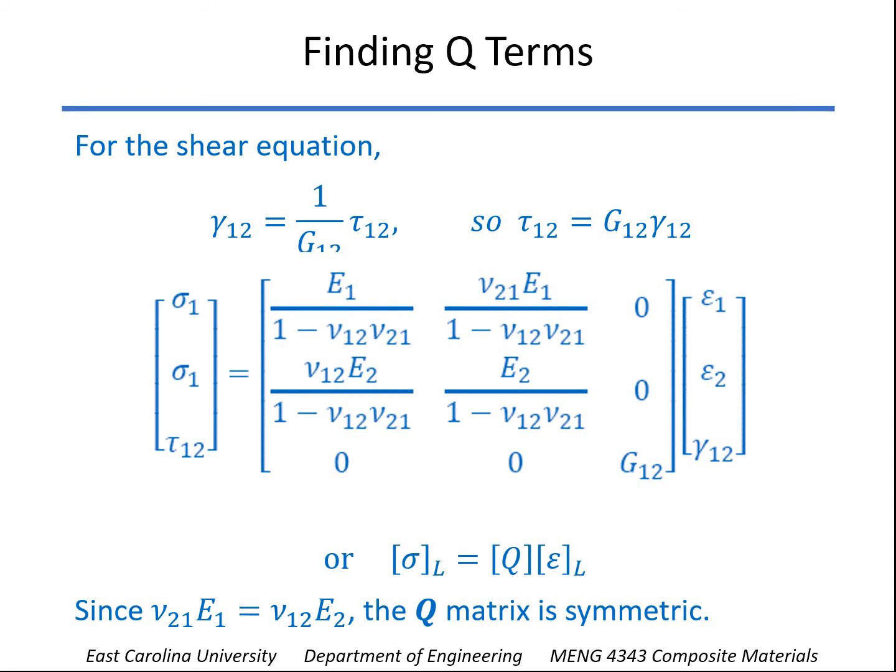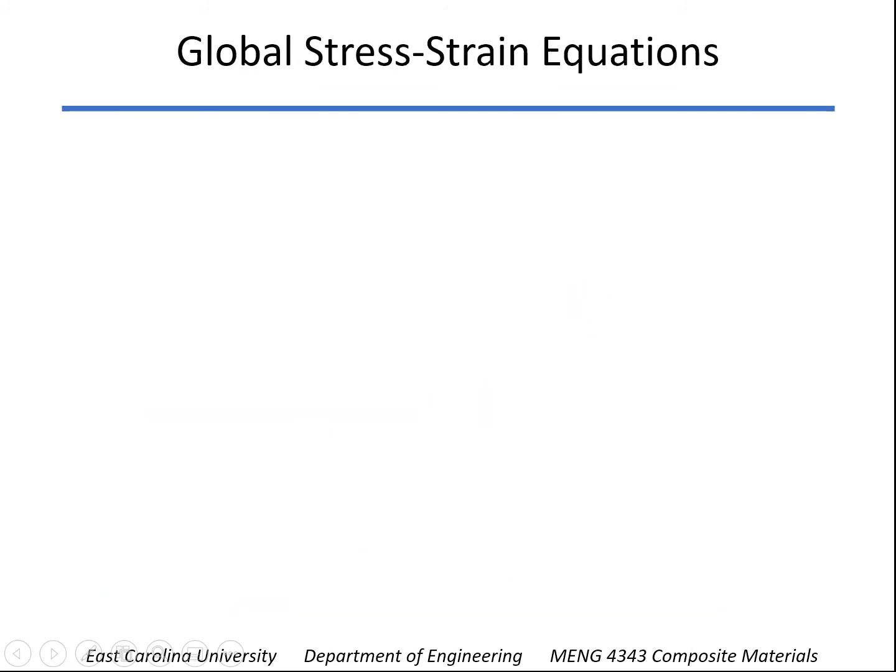And remember this too, that the matrix is going to be symmetric because of the fact that nu12 times E2 is equal to nu21 times E1. So we can use either one of those formulations. It is a symmetric matrix.